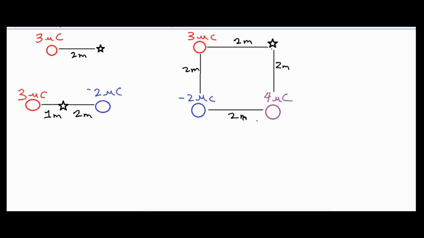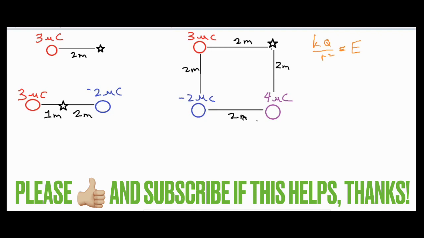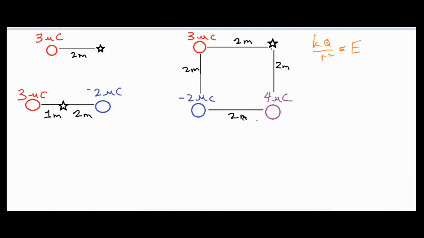So for each of these, to find the electric field you're going to use the formula kQ over r squared, where k is the constant, 9 times 10 to the ninth, Q is the charge, and r is the separation distance. That's always squared in the denominator. And when you solve for the electric field, that is how many newtons per coulomb are being applied to anything at that specific distance.